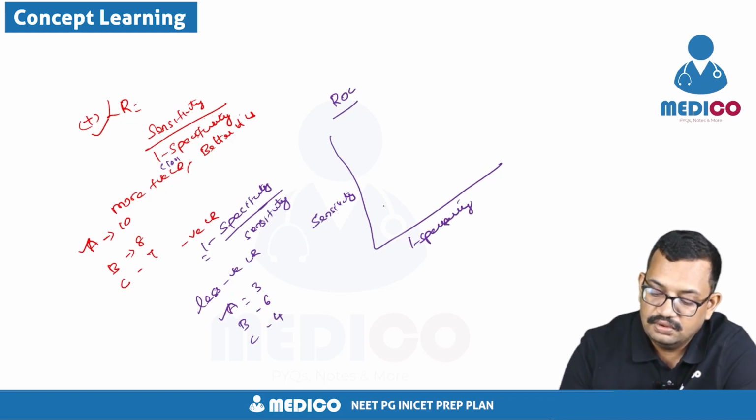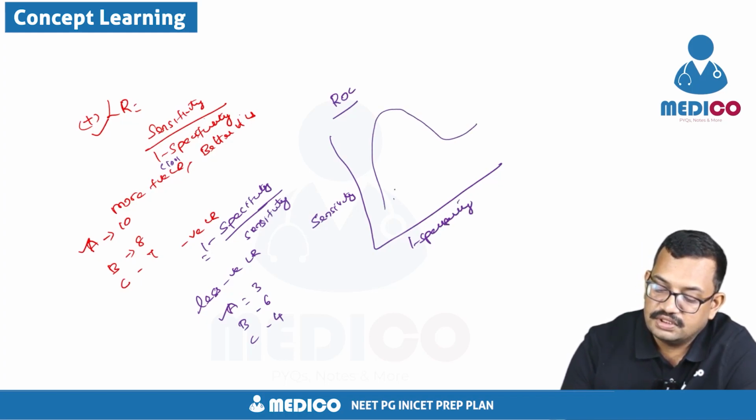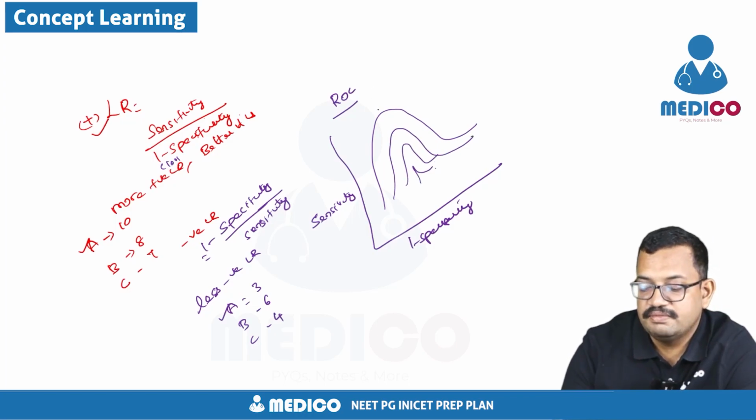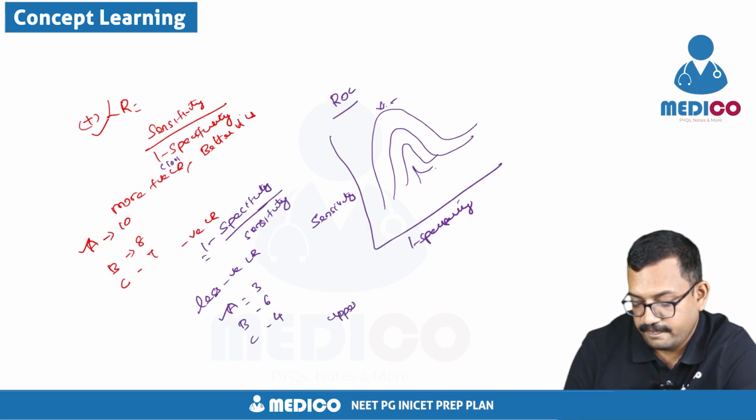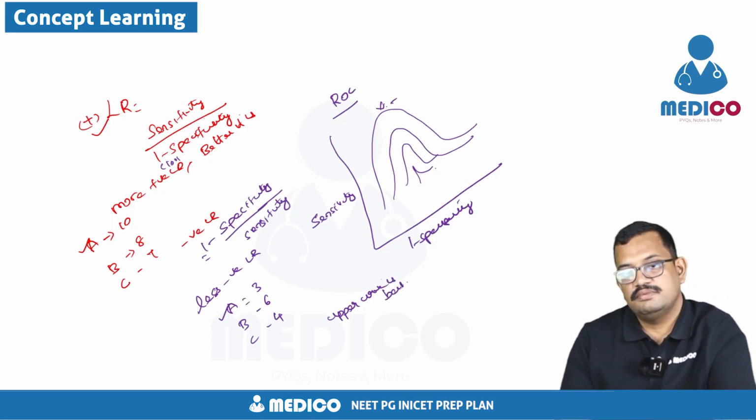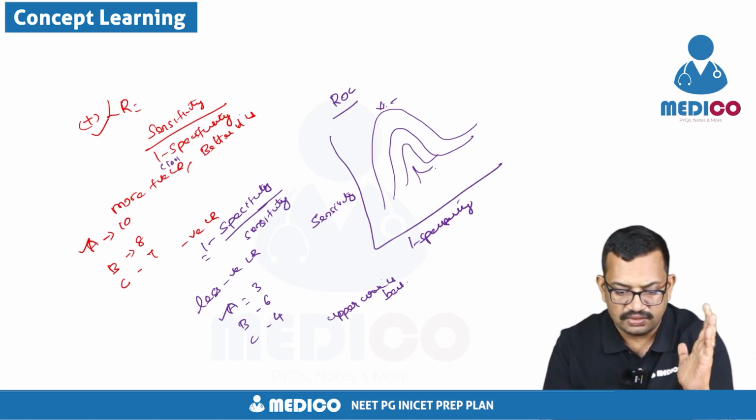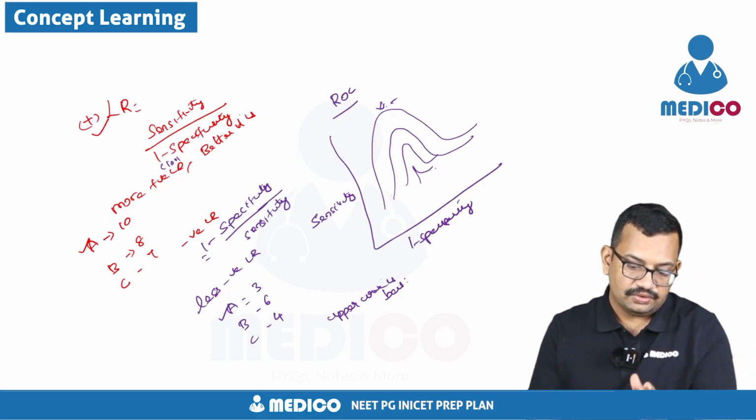So what is the rule? Suppose there are 4 ROC curves. Which one is the best? The upper curve is the best. So these are the concepts which I wanted to stress. There is positive likelihood ratio, negative likelihood ratio, ROC curve.